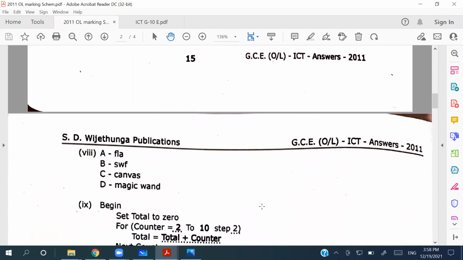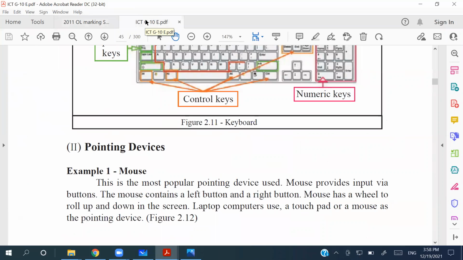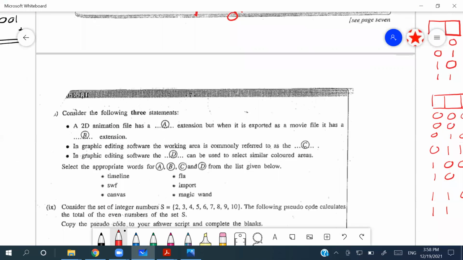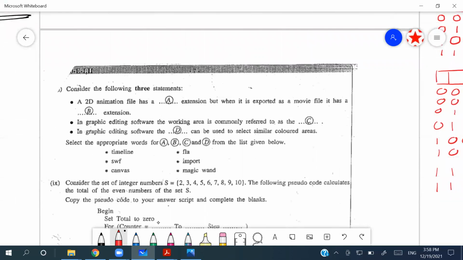The 8th one, yeah, it seems to be some matching parts. Right, okay, yes. A 2D animation file has an SWF extension. That is from the file types that we are going to have, right? Earlier we were using Flash and all these things. So we use it to maintain it as an SWF file.